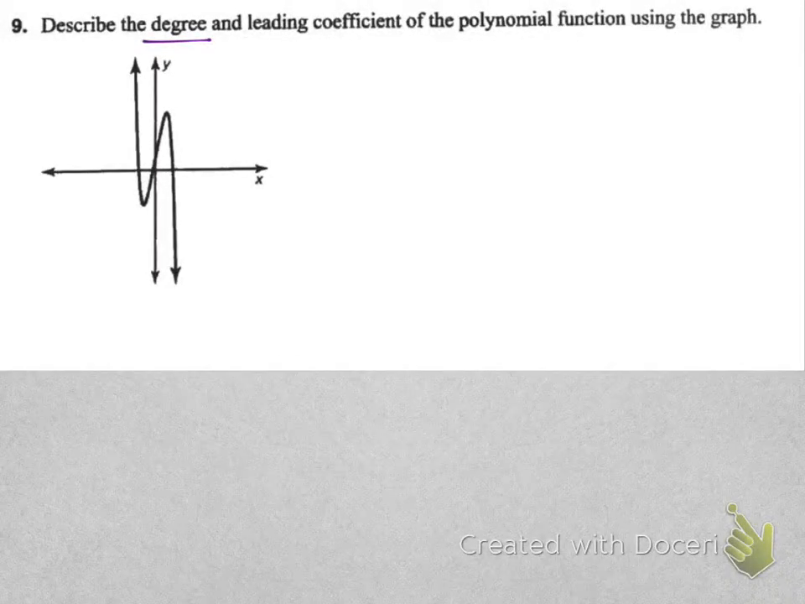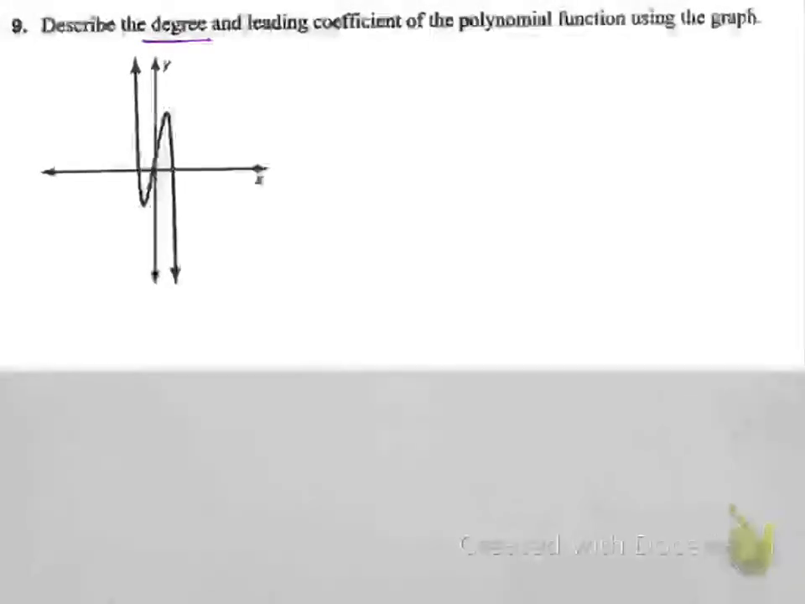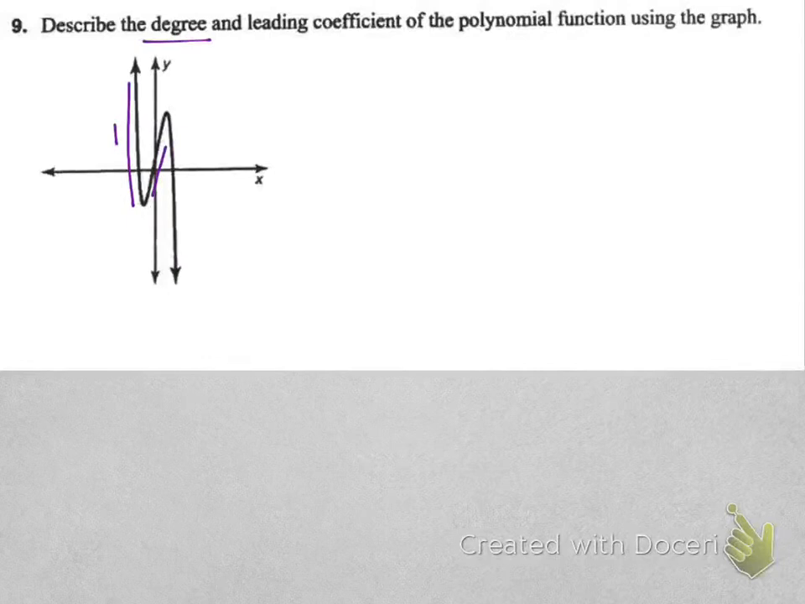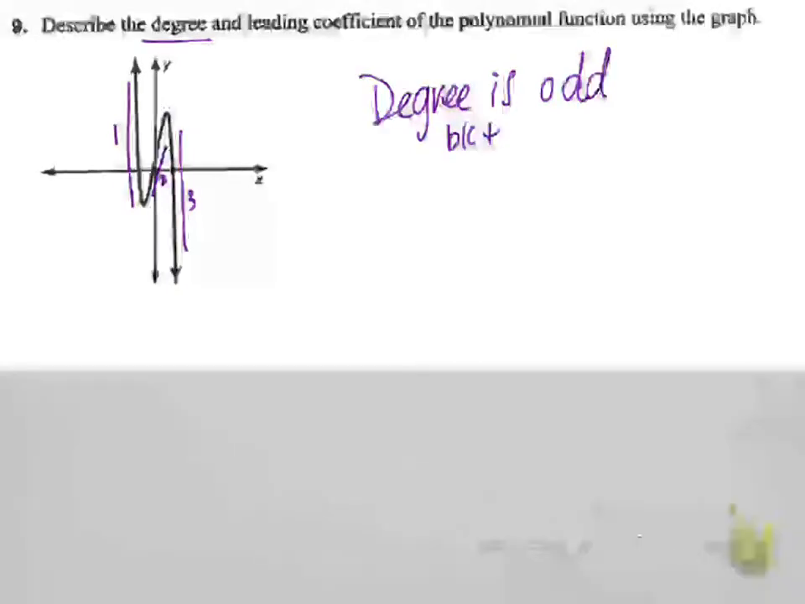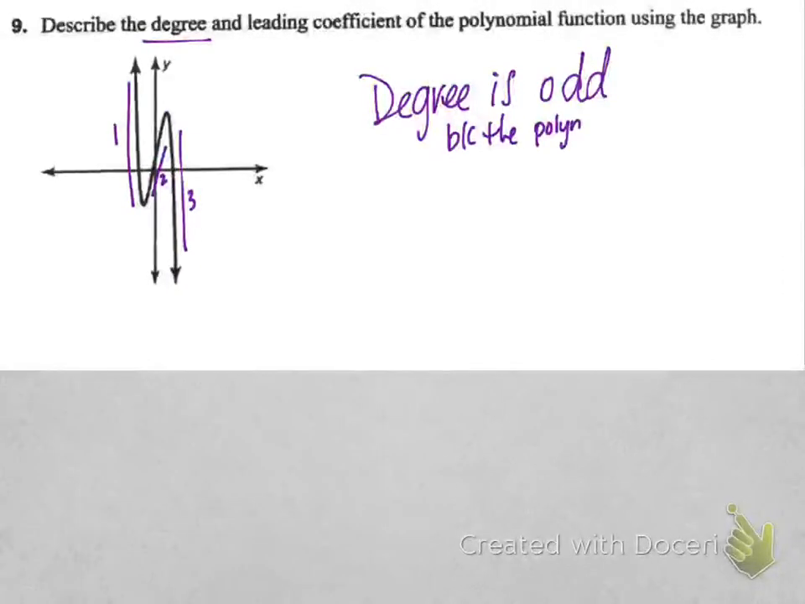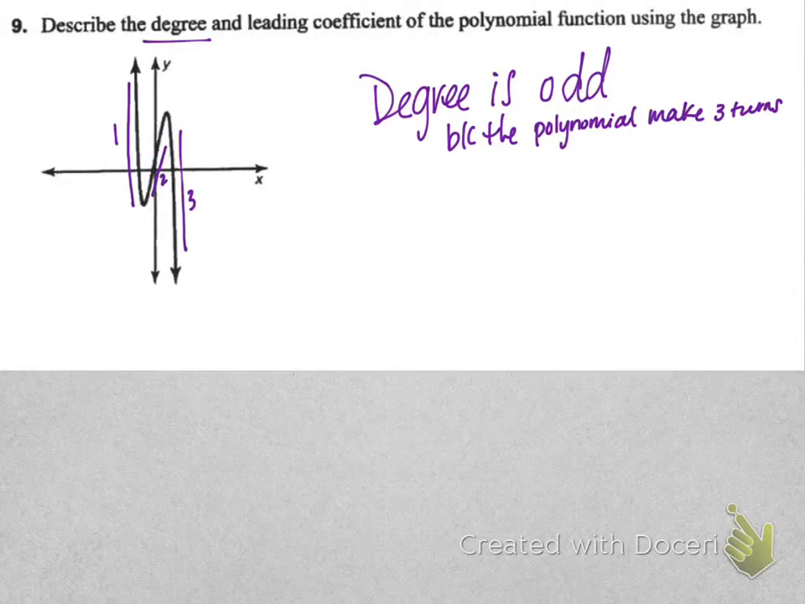We have our function here, and so to determine our degree, we are going to count how many turns it makes. So originally, it starts off with 1, and then it moves to 2, and then it moves to 3. So I can say with confidence that this degree is going to be odd, or it's going to be equal to 3. But for now I'm going to say it's odd because the polynomial makes 3 turns. Okay. And so I feel like we've practiced that plenty of times already, that is not super hard to understand.